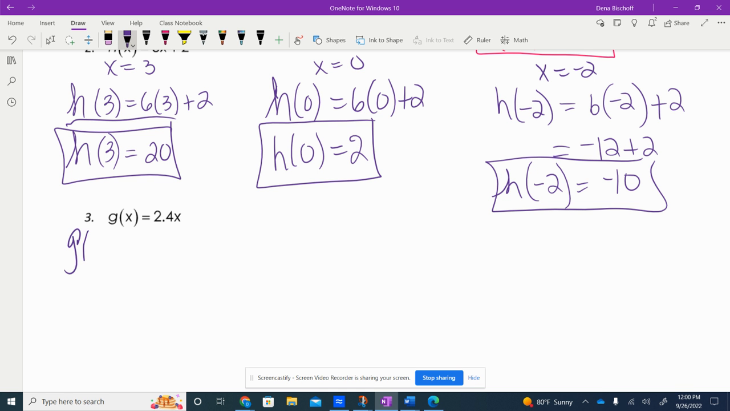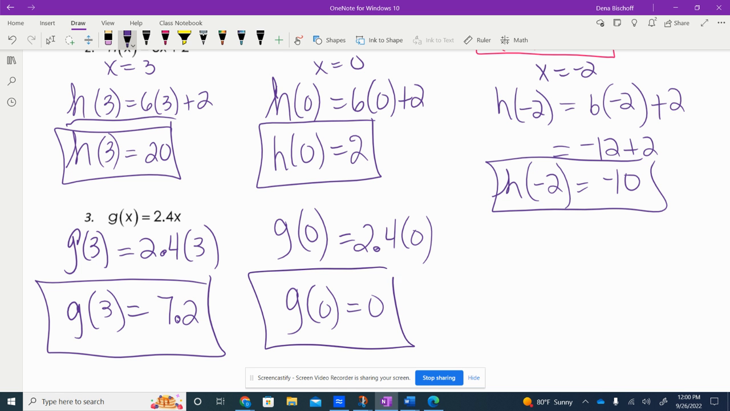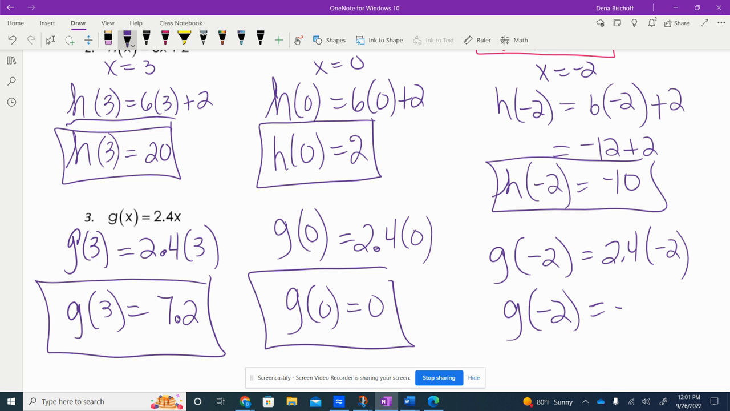So if we look at G of 3, that's the same thing as saying 2.4 times 3, and that's 7.2, right? Because 24 times 3 is 72, so 7.2. There's no other way to write that except like that. G of 0 equals 2.4 times 0, which is what? It's 0, yeah. And G of -2 is 2.4 times -2. So G of -2 equals -4.8.